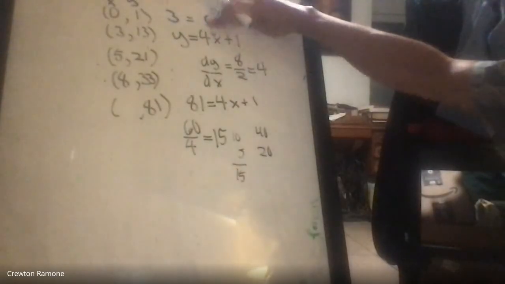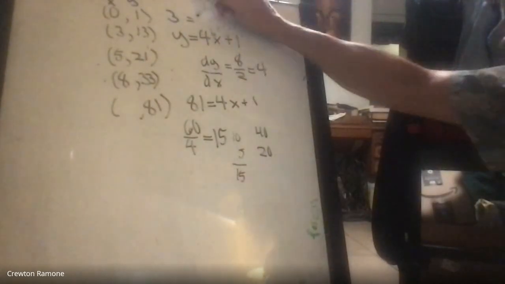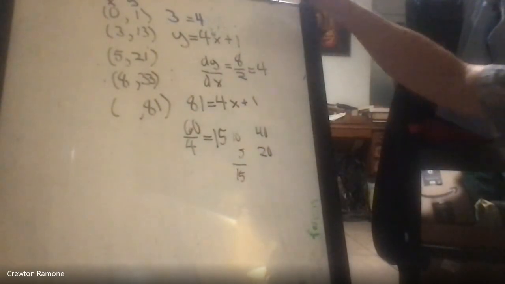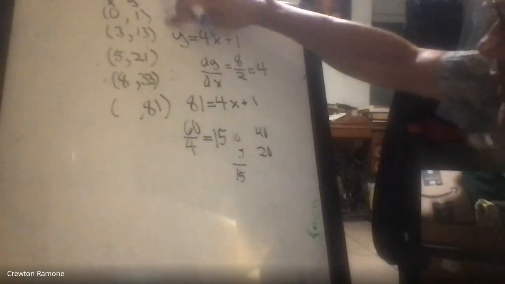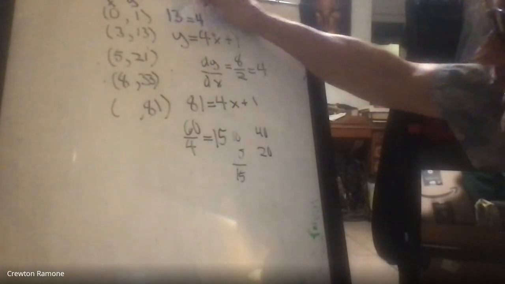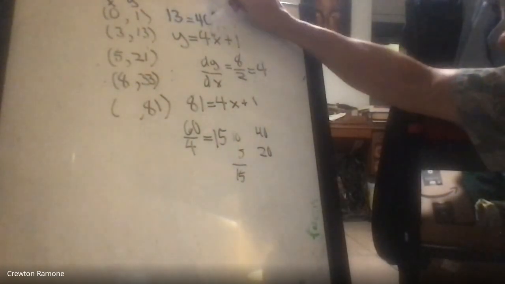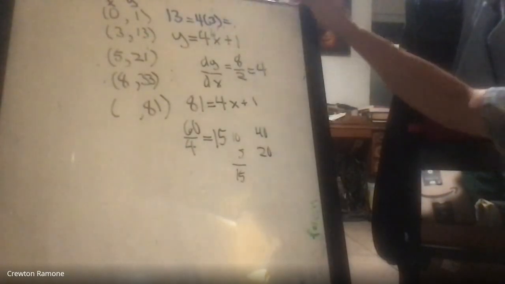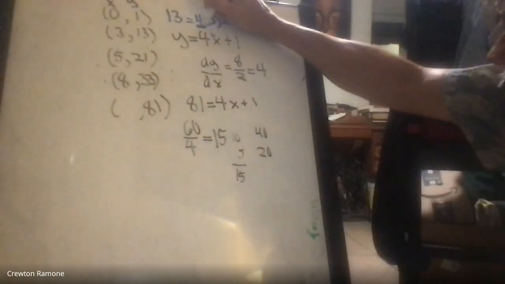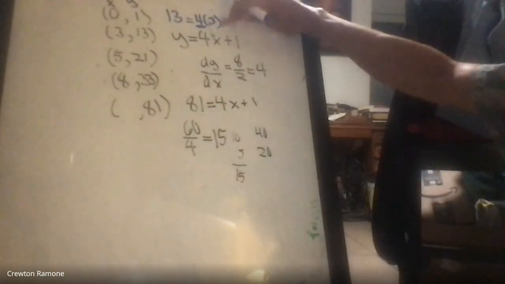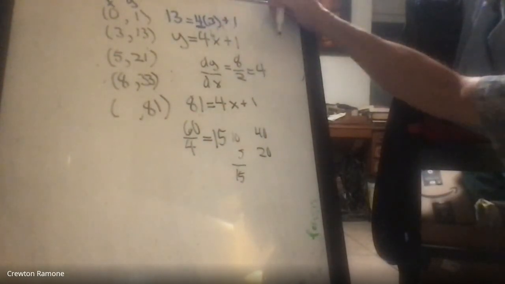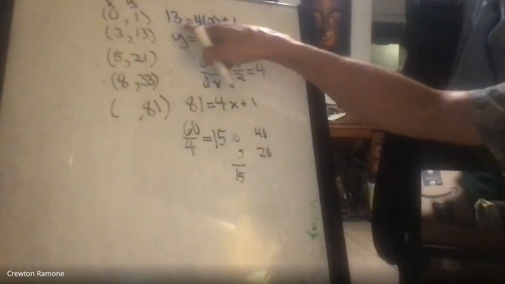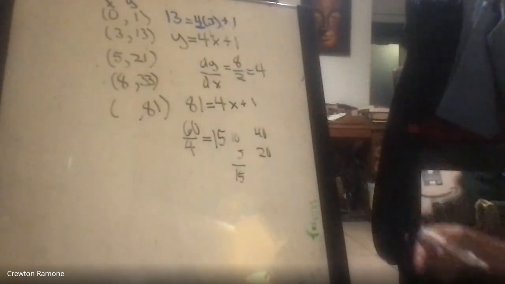When Y is 3, well, now what? Excuse me. Y is 13. X is still going to be 3. That's the thing that's changing. That's the thing that's varying. We figured out what the rate was, and then we add 1. And what do we get? That's 13. Isn't 13 the same thing as 4 times 3 plus 1?